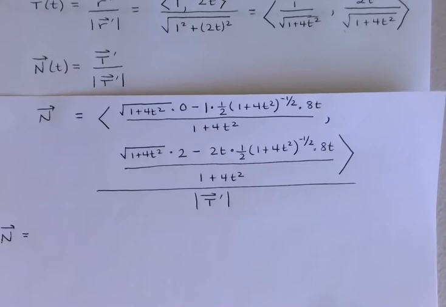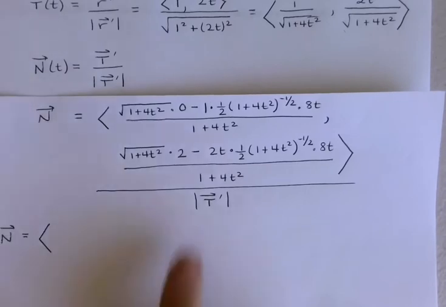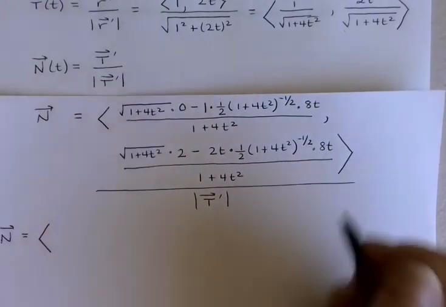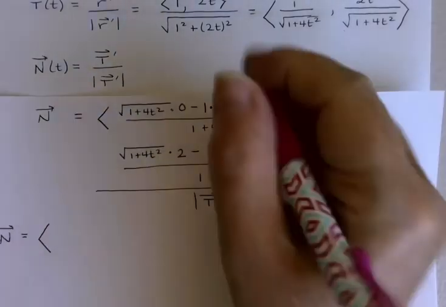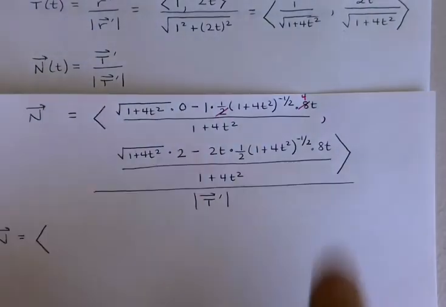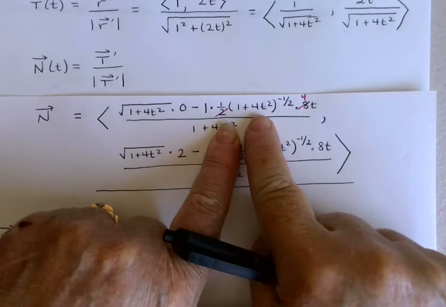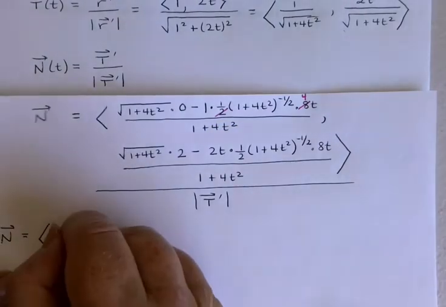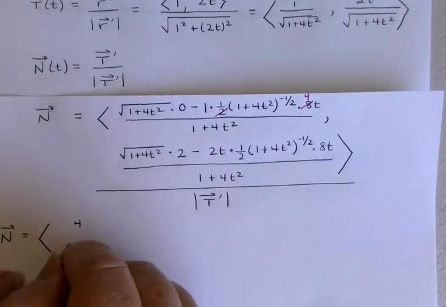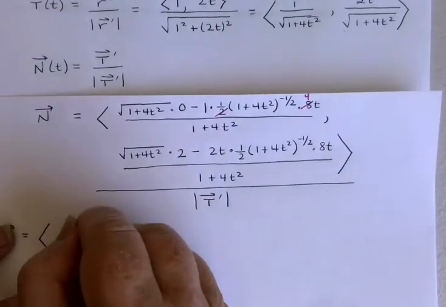All right, let's see what we've got here. I'm going to see if I can do a little simplifying. Obviously, that's just 0. And I can reduce the 2 with the 8, make that a 4. So this is actually 4 over the square root of 1 plus 4t squared. Excuse me, it's negative 4t over that square root.